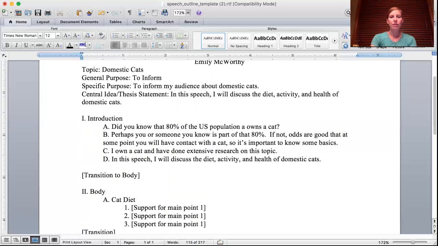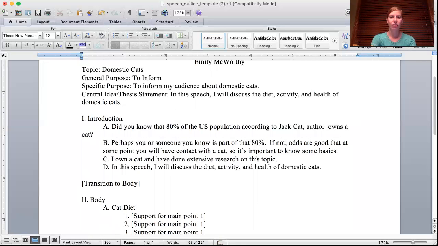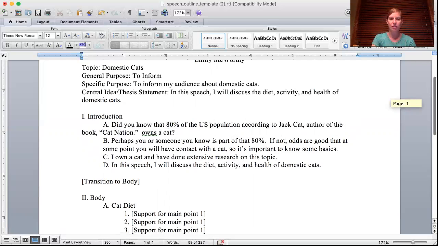So, according to Jack Cat, author of the book Cat Nation. So, did you know that 80% of the population, according to Jack Cat, author of The Cat Nation, owns a cat? Notice my citation in there. I've got the author, and I've got the name of the book. Same thing, when you do a citation, you're going to want to state the author and the name of either the article or the book. But we'll talk about that in a second.